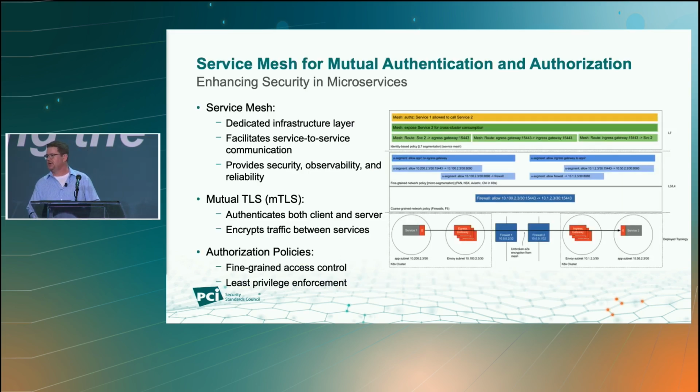Service mesh is one of the modern network security controls that's covered in the updated guidance. Service mesh is critical to modern microservices architecture. It provides the infrastructure for secure service communication. It enables mutual TLS, or mTLS, to authenticate both sides of a conversation, client and server, and encrypt traffic between services. In addition to mTLS, it provides fine-grained authorization policies, so you can control or limit access at the service level.